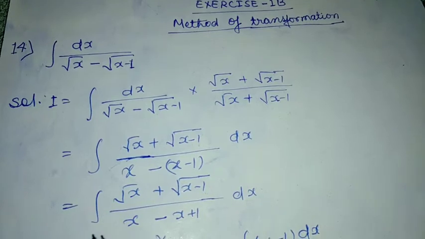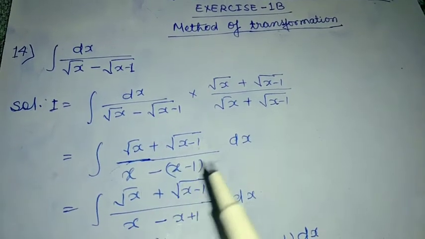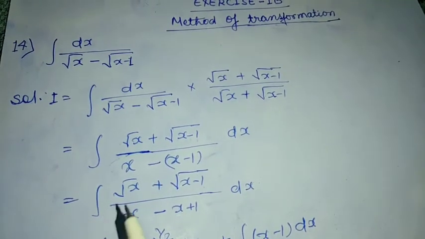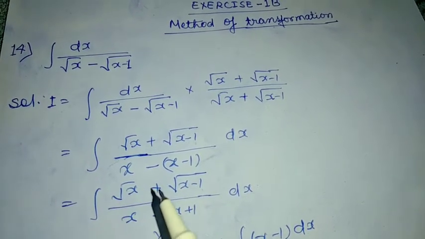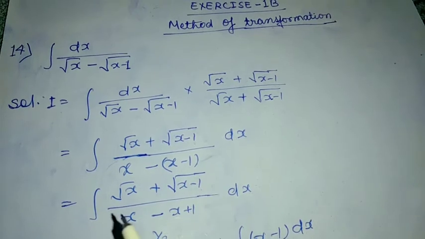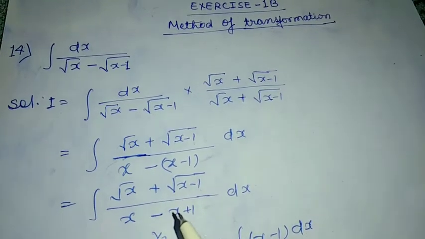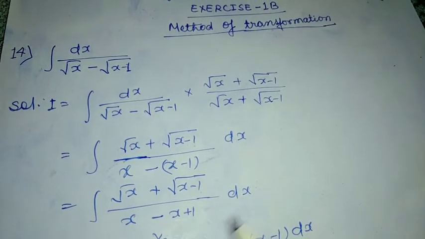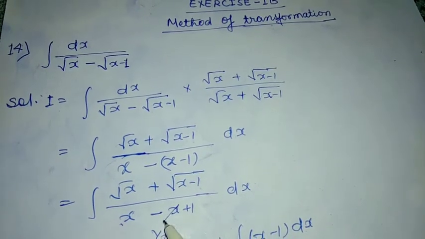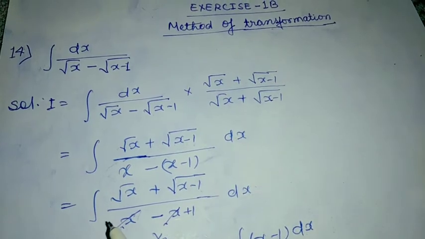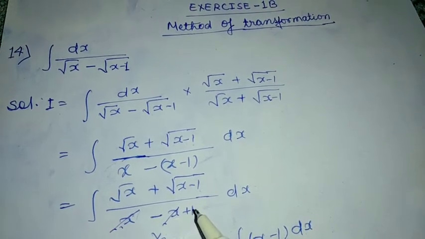So in the next step, if this minus is multiplied with this term, you can see here the integration of square root of x plus square root of x minus 1 upon x minus x plus 1 into dx. So this plus x and minus x will be cancelled out, so here there will be 1 and this part.